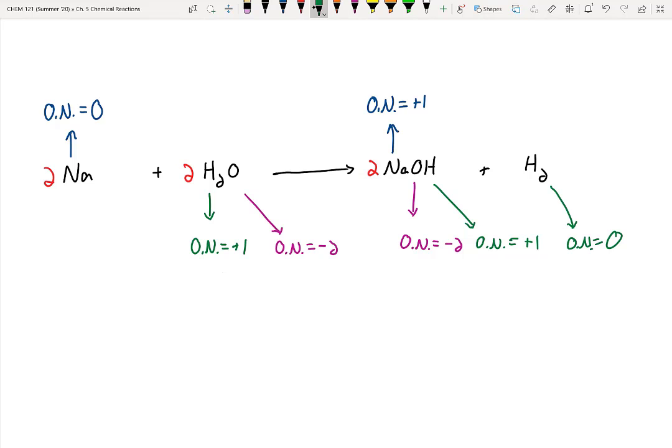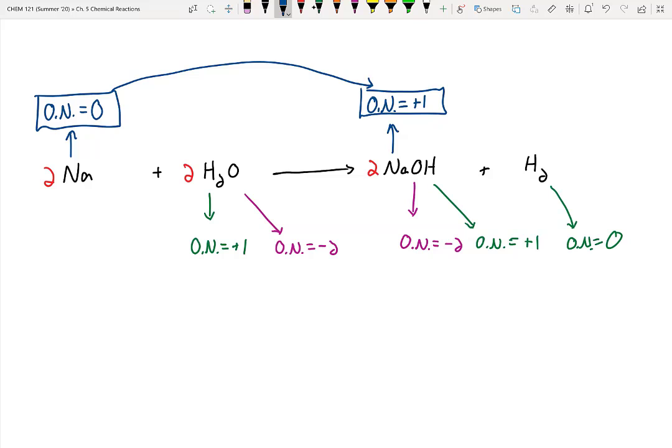Let's assess what's going on. So let's go back to sodium. Sodium went from 0 to +1. Did it gain or lose electrons? Lost. Yeah, so each sodium lost 1 electron, which means that sodium was oxidized.